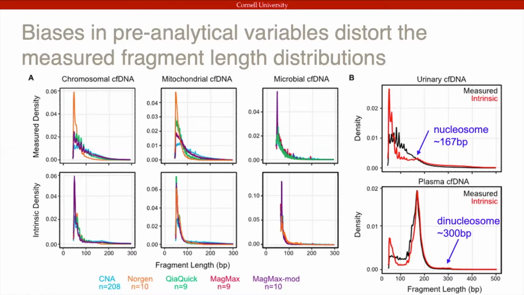We did the same by taking these transfer functions and applying it to a plasma cell-free DNA sample. And while the distribution doesn't change as dramatically as urinary cell-free DNA, we are again seeing an increase in the amount of short fragments that's intrinsic to plasma cell-free DNA. And we're able to start to recover this dinucleosome peak at around 300 or 308 base pairs.